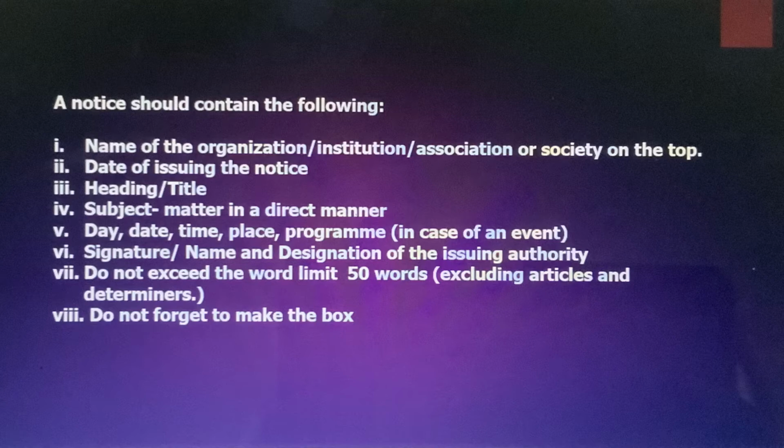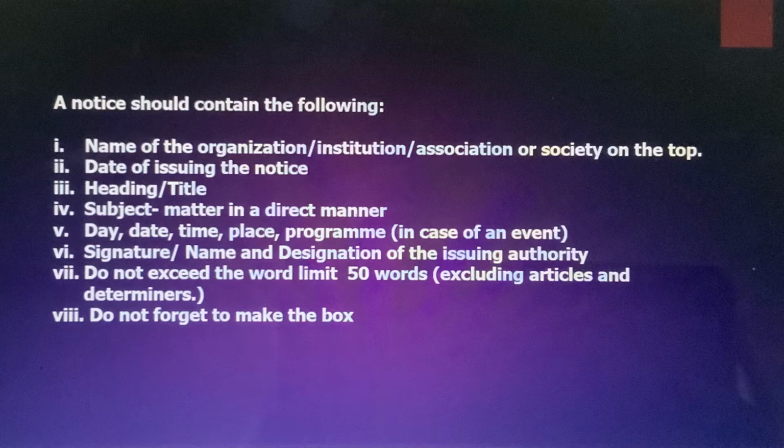After that, the subject. The subject will change every time. It would be according to your question. It's a swimming competition, an art competition, a blood donation camp, anything. In the content: day, date, time, place, program. These are mandatory if the notice is for an event. Else, again, the content will also change as per the question.